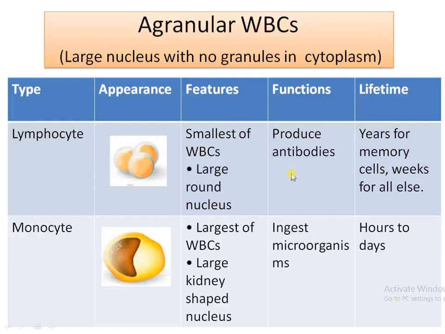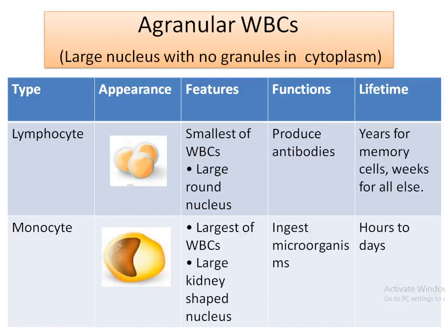Now come agranulocytes. These have a large nucleus with no granules in the cytoplasm. Lymphocytes can be T lymphocytes or B lymphocytes. B lymphocytes produce antibodies, which produce immunity in the body and help fight against infection. And T lymphocytes, the killer cells, help in killing microbes.